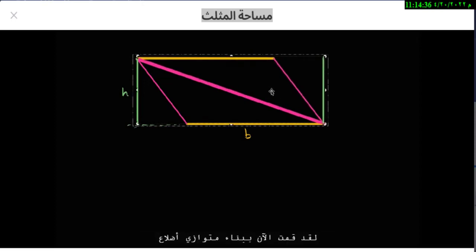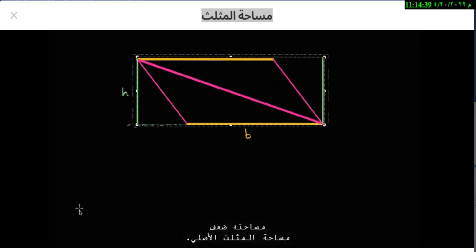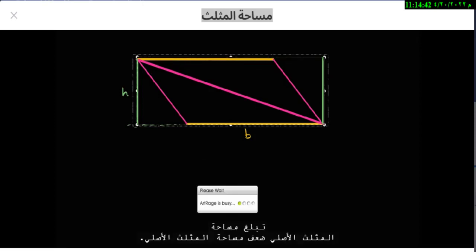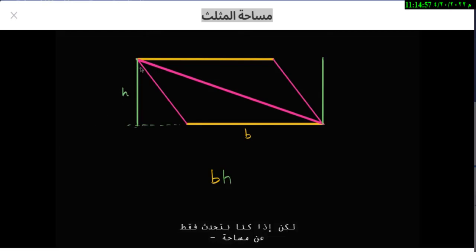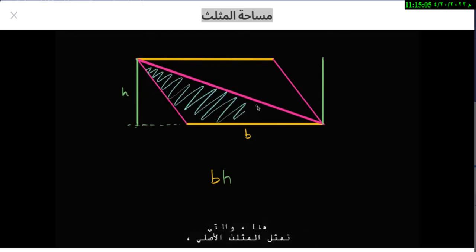So now I've constructed a parallelogram that has twice the area of our original triangle. And so if I talked about the area of the entire parallelogram, it would be base times the height of the parallelogram. But if we're only talking about this area right over here, which is our original triangle, it's going to be half the area of the parallelogram. It's going to be 1/2 of that. So the area of our original triangle is 1/2 base times height.